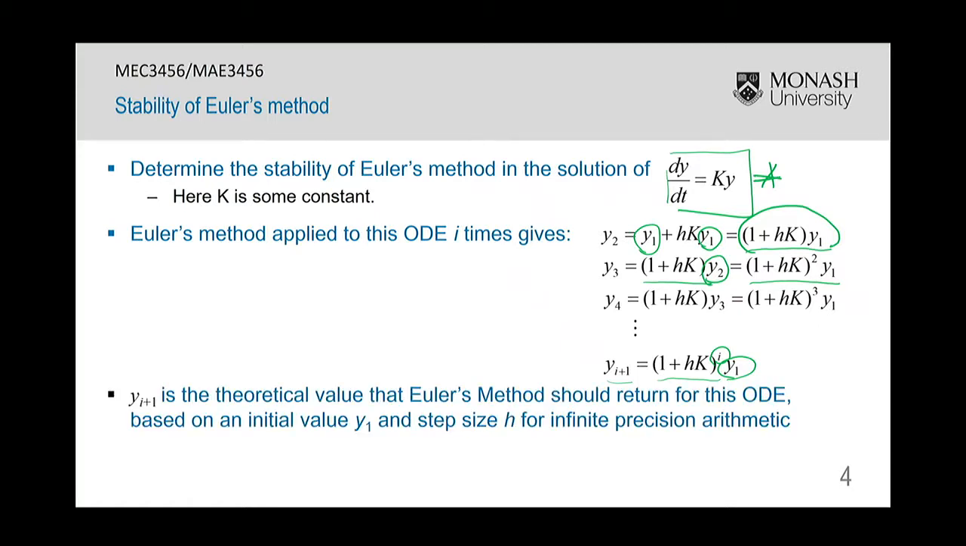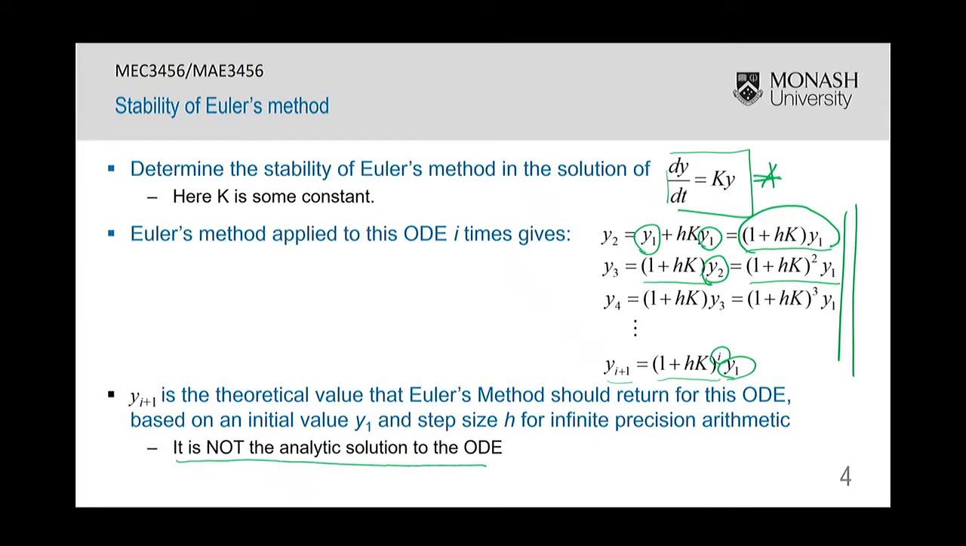So y(i+1) here is the theoretical value that Euler's method should return when solving this ODE. It's based on an initial value of y1 and a step size of h, and it's assuming infinite precision arithmetic. In other words, no errors are introduced in any of these arithmetic computations here. Be careful, y(i+1) here is not the analytic solution to the ODE. We know that Euler's method won't give us that. There's going to be errors, but they're truncation errors. They're not propagated errors.